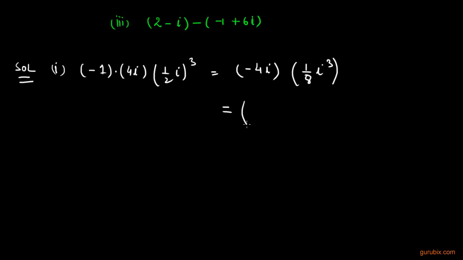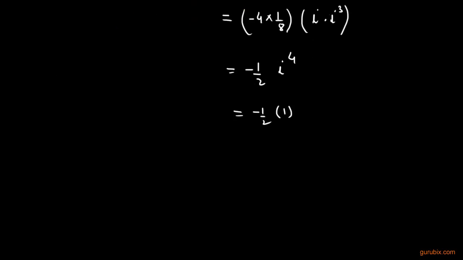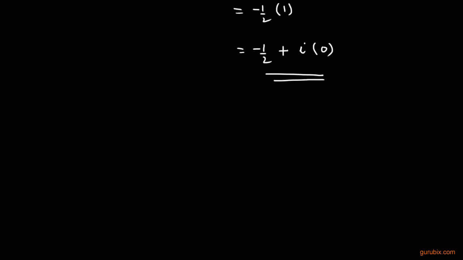And if we solve it, then it will be negative 4 into 1 over 8 into iota cube. Finally, it will be negative 1 over 2 iota raised to the fourth power. Then it is negative 1 over 2, and we know that this value is equals to 1. Then it is negative 1 over 2, and we can express it like this, plus iota 0. So this is the standard form of the part 1, and now we shall move to the second part of the example.